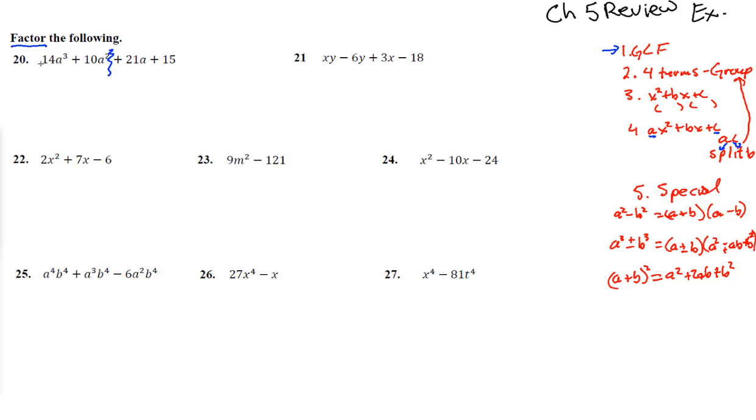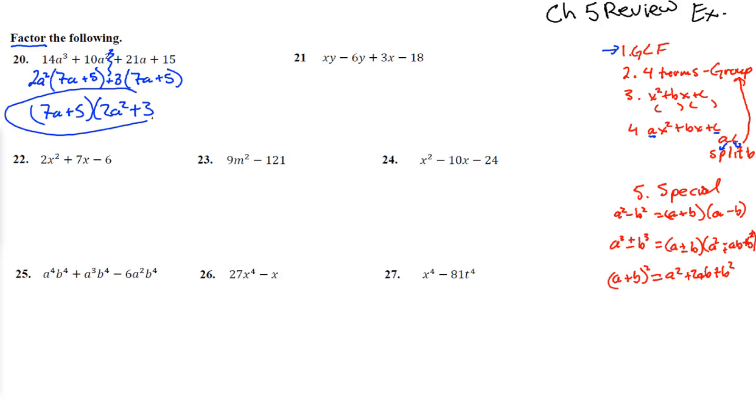Chainsaw that puppy. And now take out of the first binomial, looks like a 2. We can take out a 2a squared, and we're left with 7a plus 5. What can we take out of the second one? It looks like a 3, and we're left with 7a plus 5. How fortuitous. Grouping is going to work because 7a plus 5 is in both halves. So we can now take the 7a plus 5 out, and we're left with 2a squared plus 3. Great.